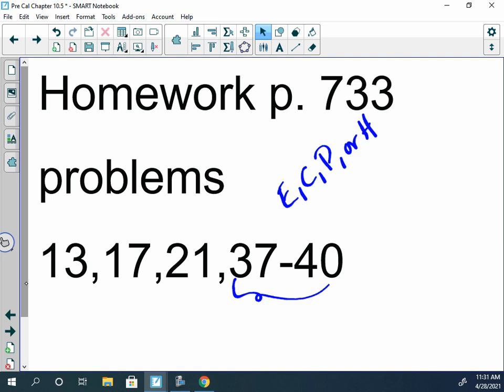On 13, 17, and 21, we didn't do one of each type because there's not going to be any circles. I'll tell you that much right now. It's going to be either an ellipse, parabola, or hyperbola on these three here. So we're doing the processes that we did to get the equation. Okay? We didn't cover parabola, but it's going to be the exact same process. Does that make sense?